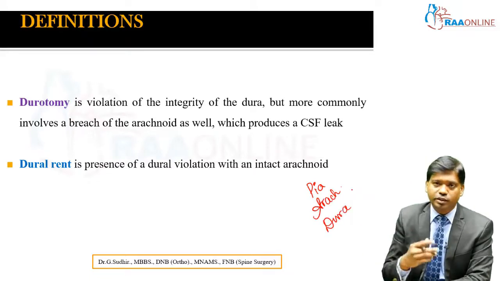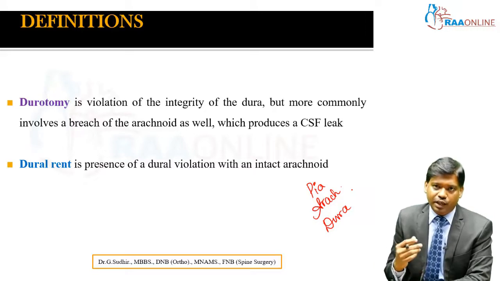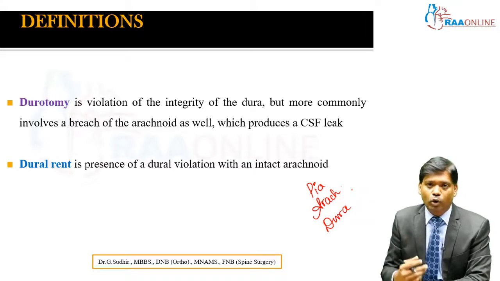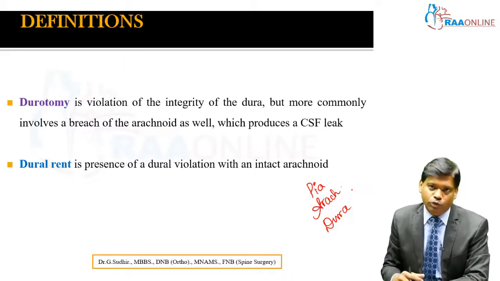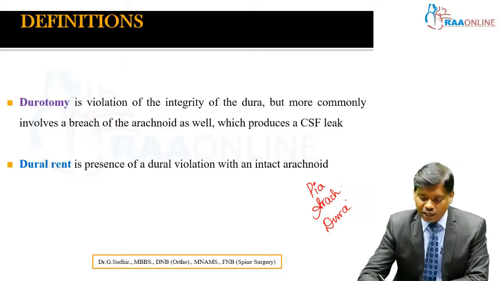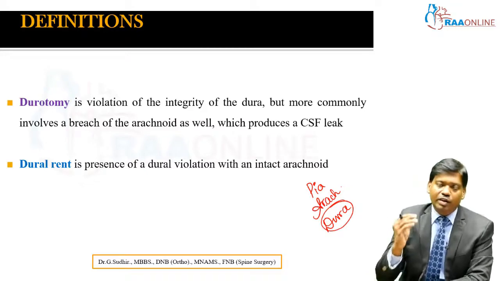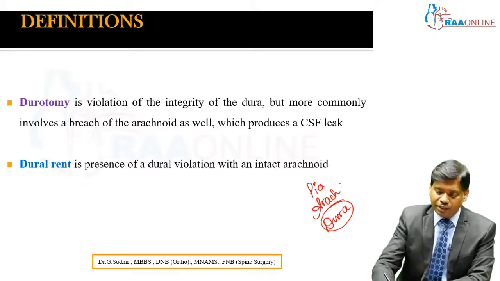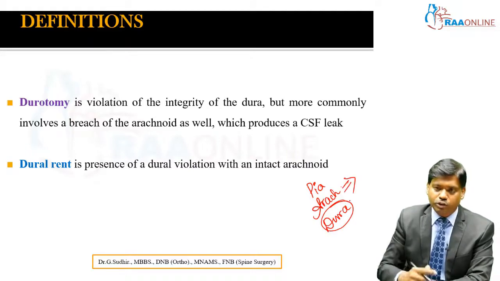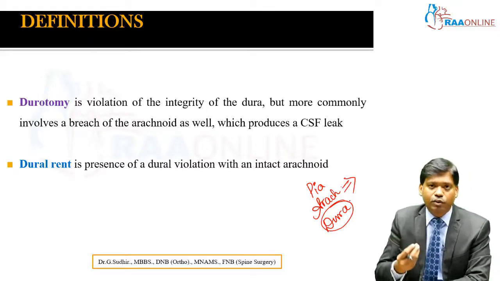So the dura is the entire covering layer, especially in the lumbar spine. When we are operating below L1, it is nothing but the dura with the entire rootlets along with the other layers of the meninges. The dural layer is usually a thick layer. So whenever there is an injury to the dura or a dural tear, invariably the arachnoid gets injured because the arachnoid is a very thin flimsy layer.